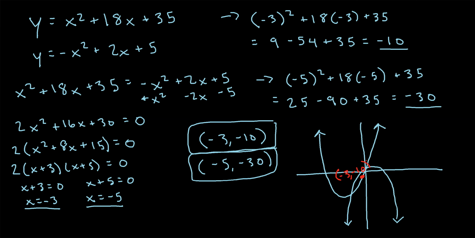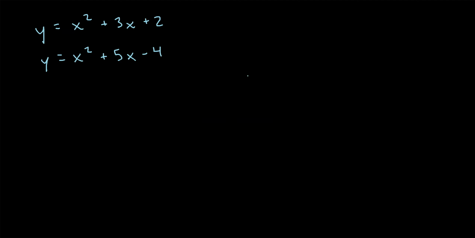And the other intersection point is negative 5, negative 30. So somewhere down here. Negative 5, negative 30. That's what these two xy coordinates really tell us. So that's how we solved for that one. Okay, let's try one more example.